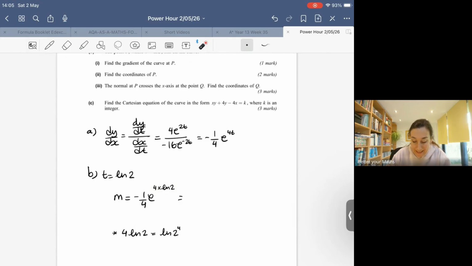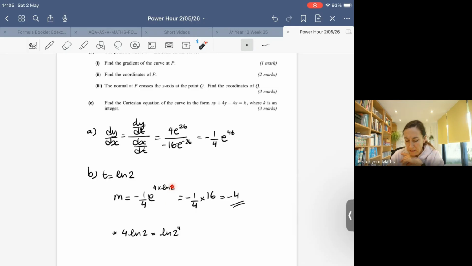And e to the power of ln of something, e and ln cancel each other because they are inverse functions. So this is going to be minus 1/4, and then wherever my ln is, so 2 to the power of 4. 2 to the power of 4 is 16. So my gradient is minus 16 divided by 4, minus 4. That's the gradient. Please be able to simplify these things without a calculator, because the calculator is going to give you decimals here.